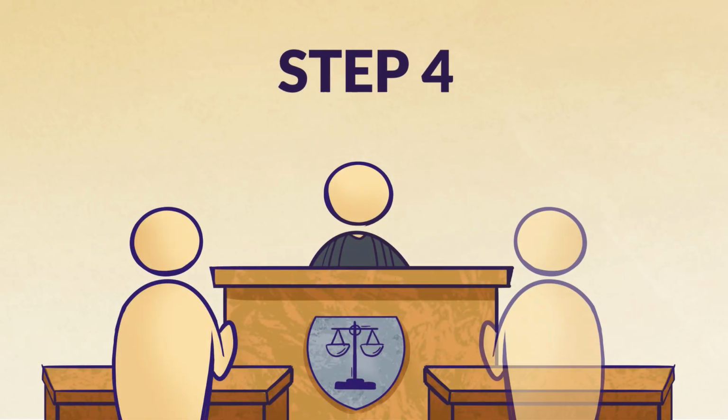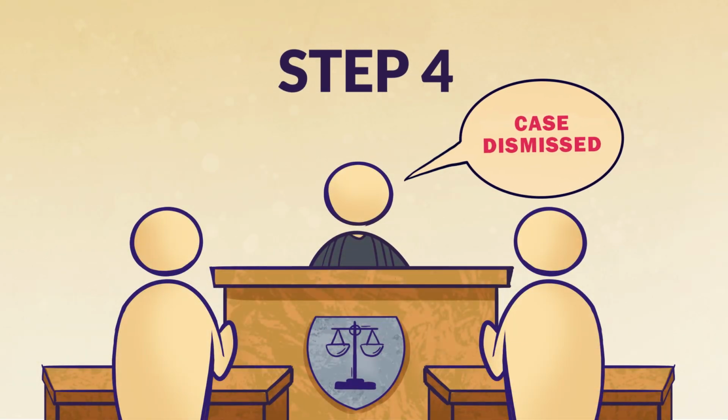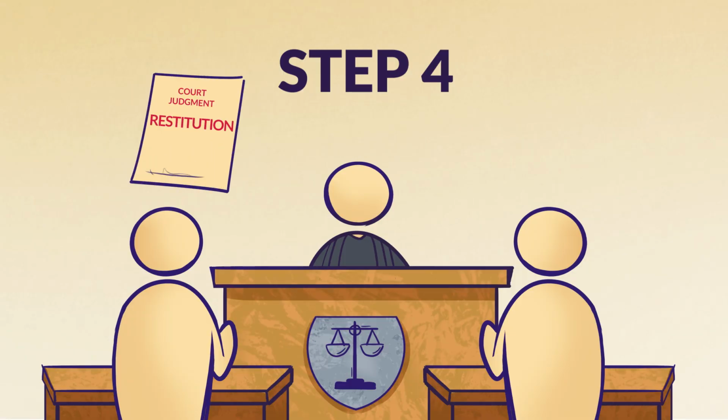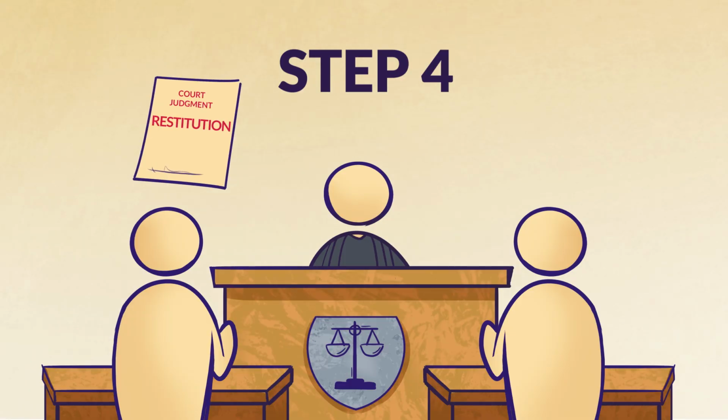Step 4. Next is the court's judgment. After the hearing, the judge may either dismiss the case, meaning that the eviction has failed, and the tenant can continue to rent the unit, or grant the eviction, a judgment for restitution, a legal document that gives a sheriff the power to remove a tenant from a unit.